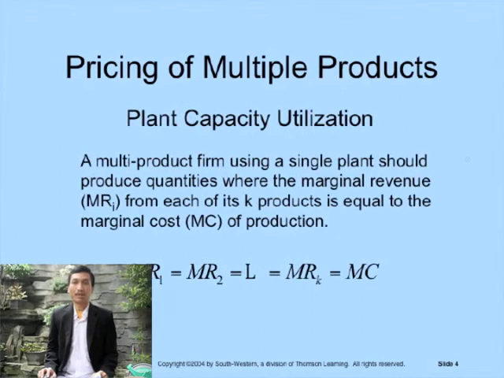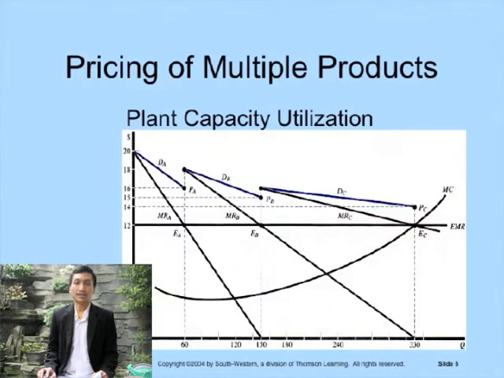Now we talk about pricing of multiple products with plant capacity utilization. A multi-product firm using a single plant should produce quantities where the marginal revenue from each of its key products is equal to the marginal cost of production, which is described in this equation. This is the example of the graph of plant utilization.